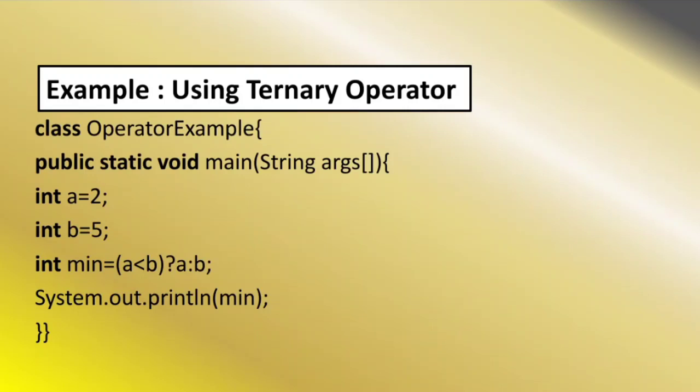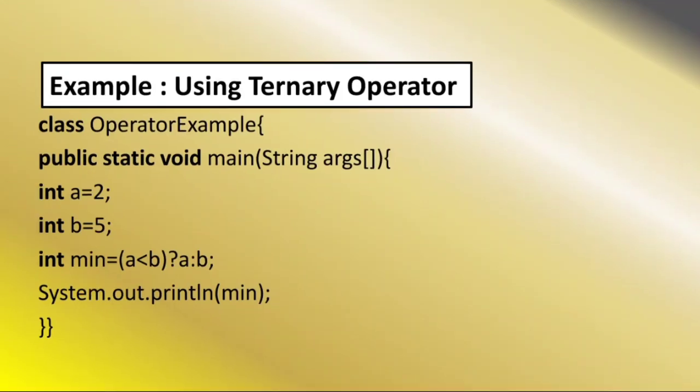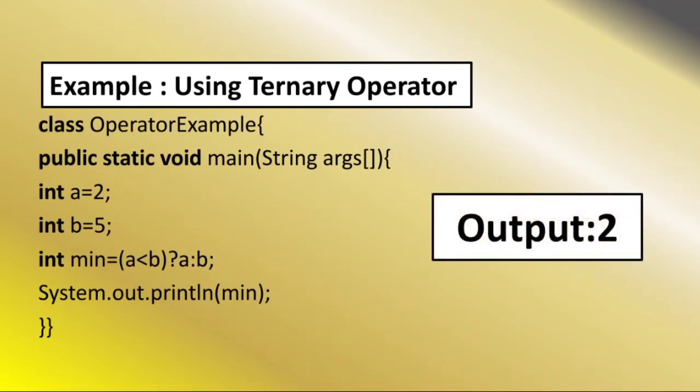And see, I have given one example here using the ternary operator. You see int a equal to 7, int b equal to 5, int min equal to a less than b, question mark a colon b. So here a less than b is the condition, and it is false, so it evaluates the value of b. So the value of b equal to 5, and the result will come here as 5.